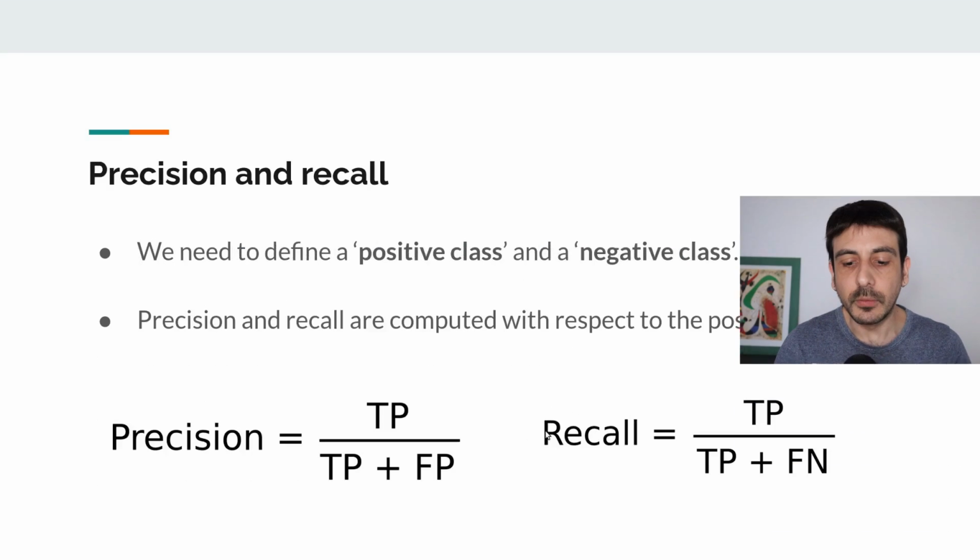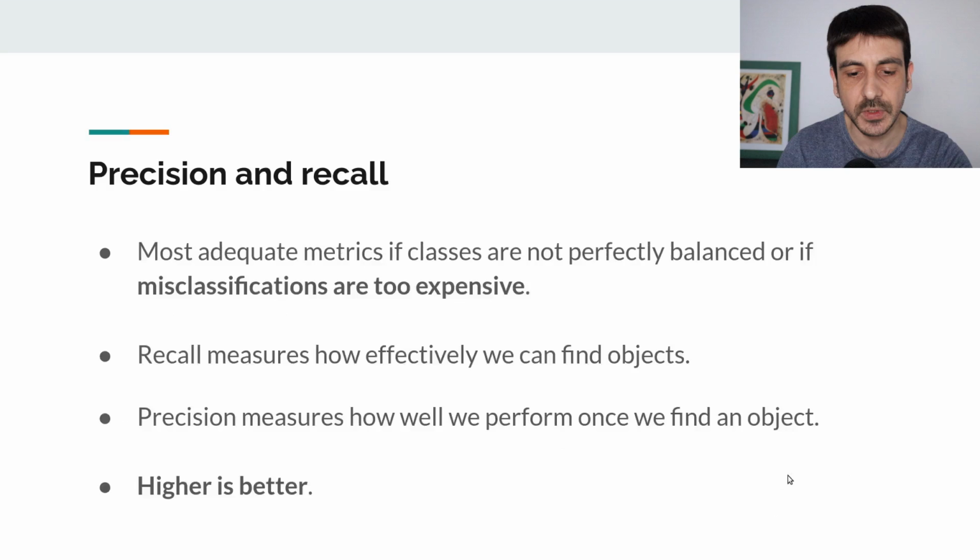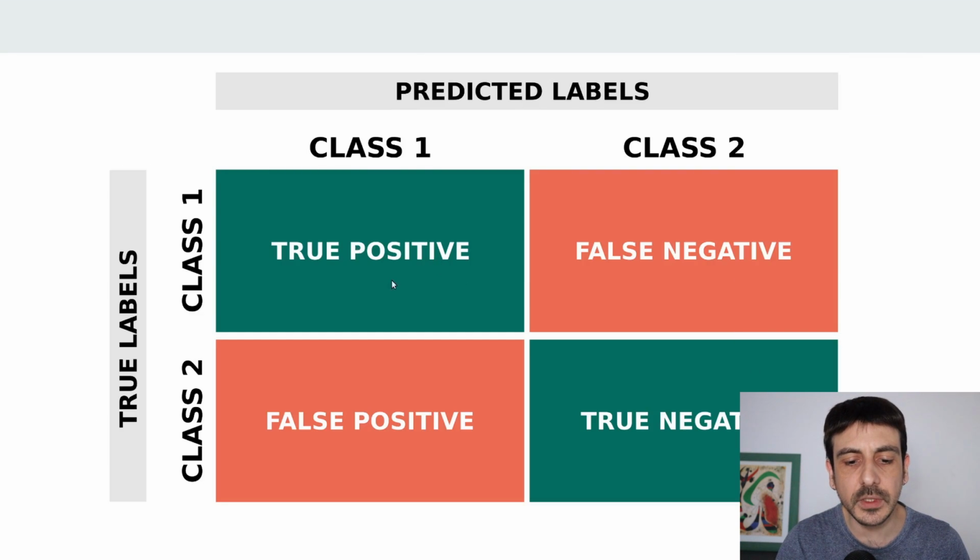Then we will need to compute recall as the number of true positives divided by the number of true positives plus the number of false negatives. Going back to the confusion matrix, it will be like taking this number, the true positives, and dividing it by the sum of these two, true positives and false negatives. So we take this number and divide it by the sum of these two.